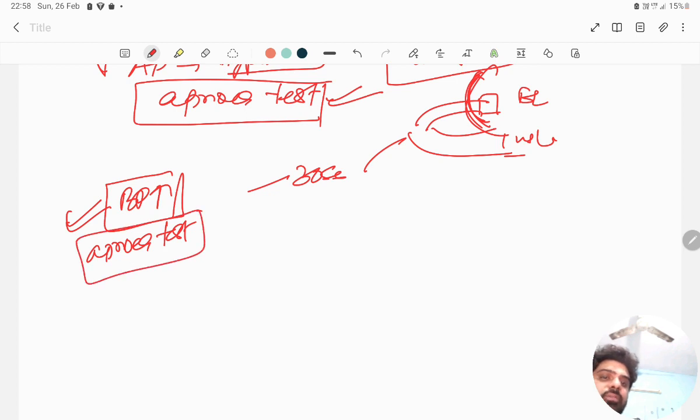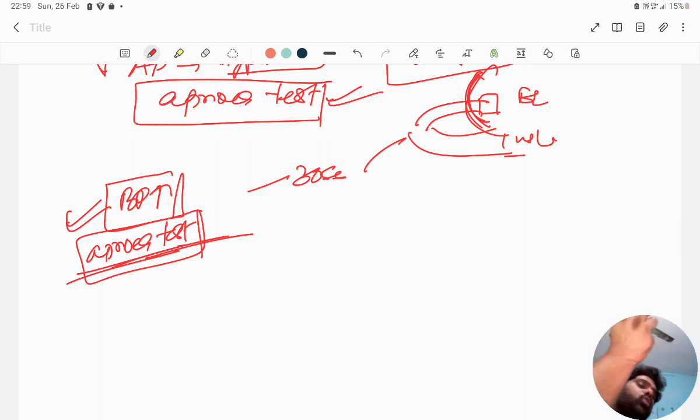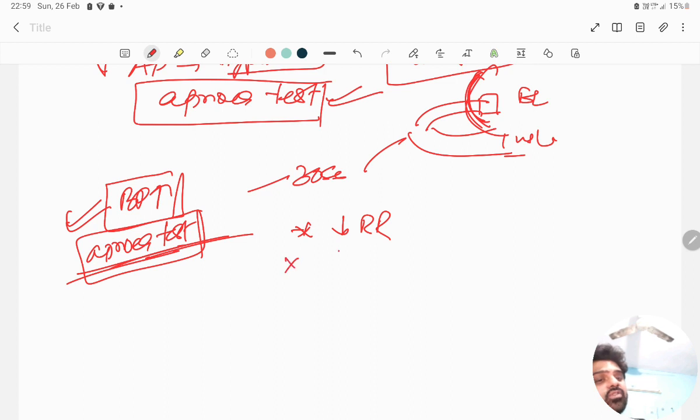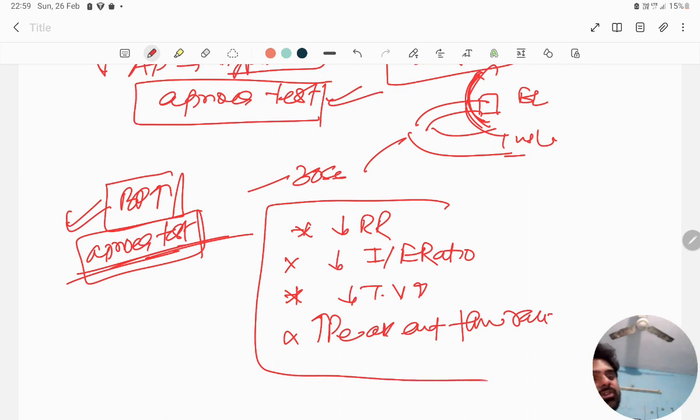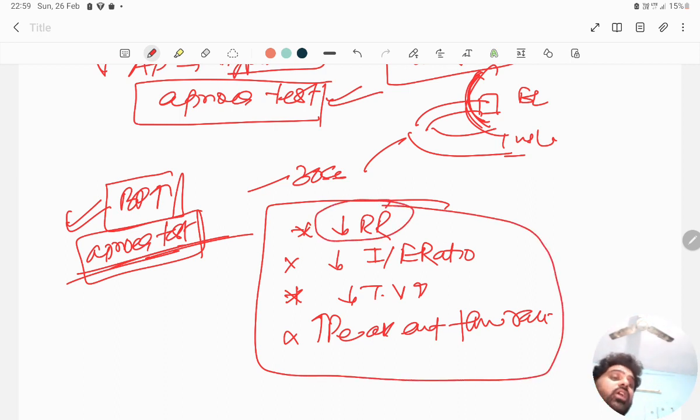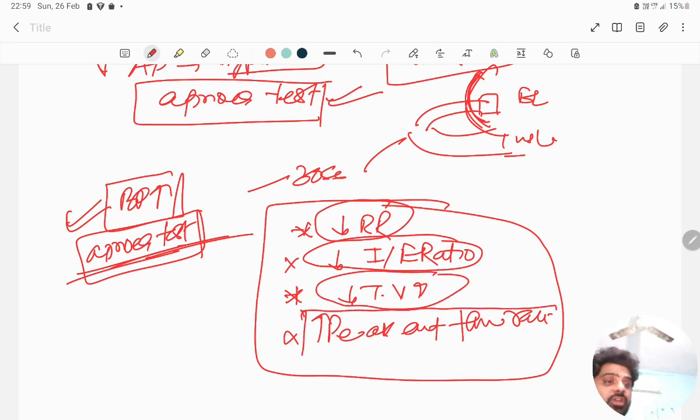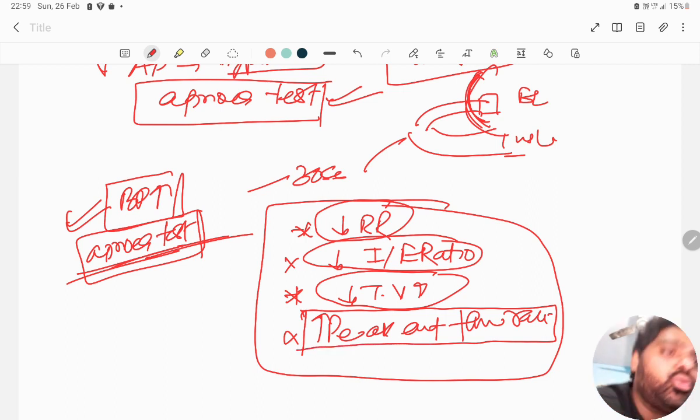The apnea test is an almost confirmatory test, so you can use the flow time curve and the flow volume curve, plus you can do apnea testing in these patients. So how will you treat these patients? The treatment is that you have to decrease the respiratory rate, decrease the IE ratio, decrease the tidal volume, and increase the peak inspiratory flow rate. These are the four things that you can do.